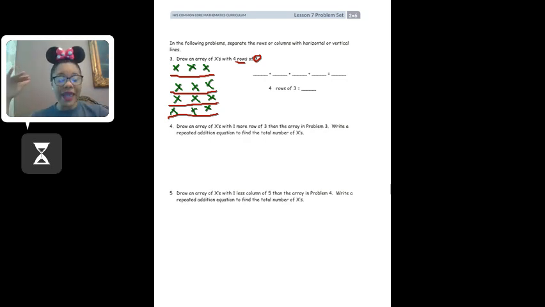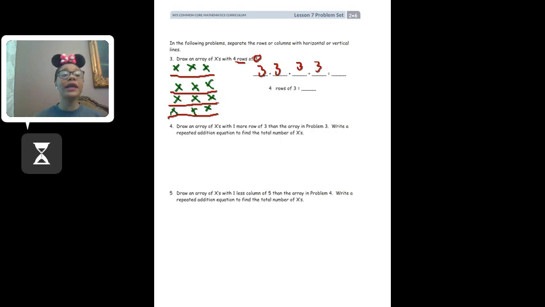So I have one row with 3 x's, another row with 3 x's, the third row with 3 x's, and then my last 4th row with 3 x's. So when I go over here to the side, I'm going to grab my red pencil. I know that they have 1, 2, 3, 4 blanks, and those 4 blanks on my repeated addition equation represents my 3 red rows. So I'm going to put 3 x's for my first row, 3 x's for my second row, 3 x's for my third row, and then 3 x's for my 4th row.